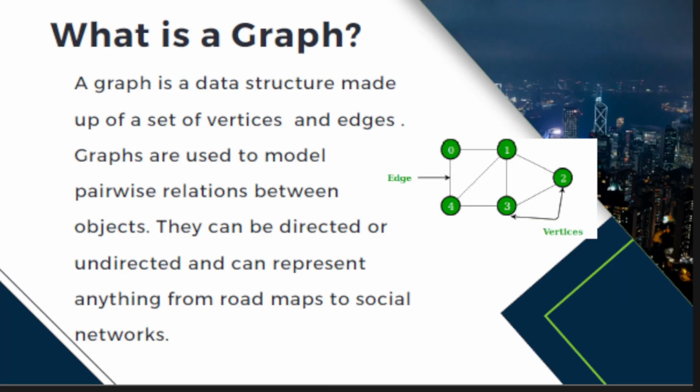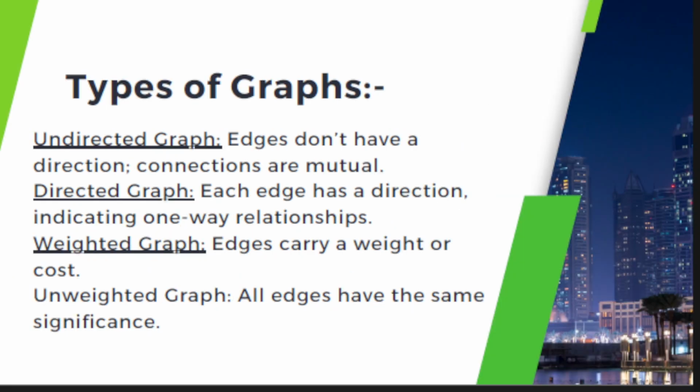A graph is a data structure made up of a set of vertices, means nodes, and a set of edges, means connections. Graphs are used to model pairwise relation between objects. They can be directed or undirected and can represent anything from roadmaps to social network. Graphs come in various forms, each with its own characteristics and uses.